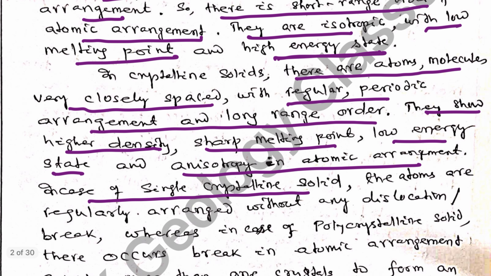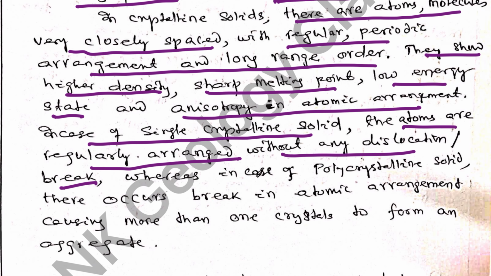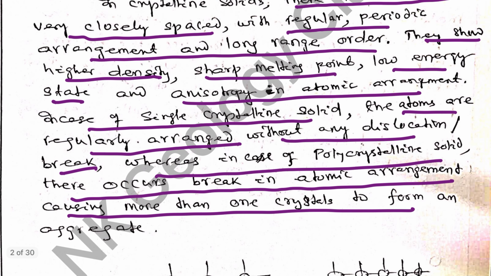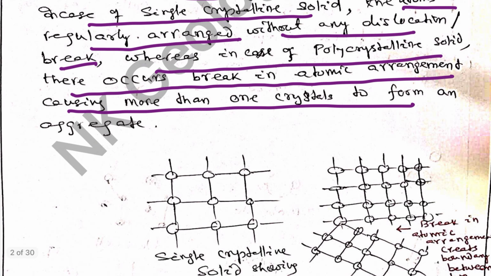In case of single crystalline solid, the atoms are regularly arranged without any dislocation or break, whereas in case of polycrystalline solid, there may occur breaks in atomic arrangement, as a result of which more crystals are found to be produced sharing common planes, or they can form crystalline aggregates.